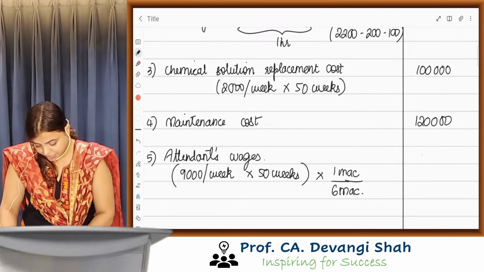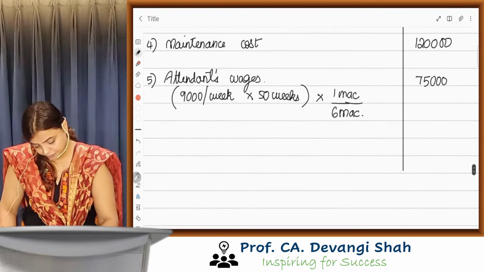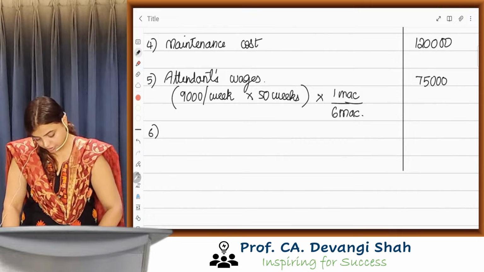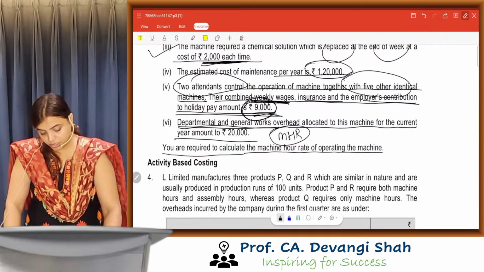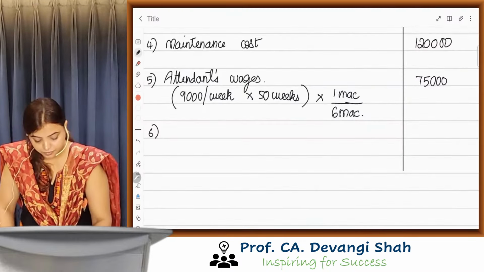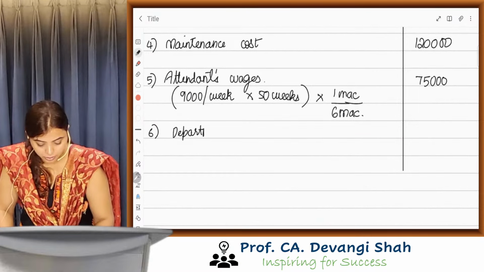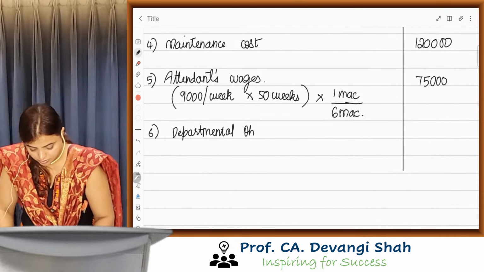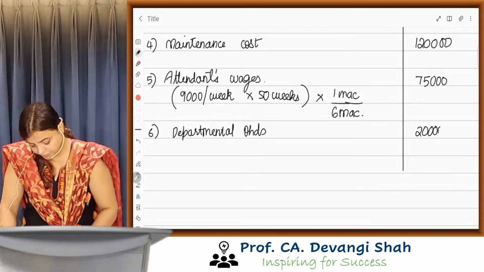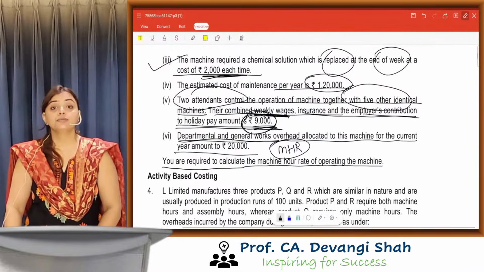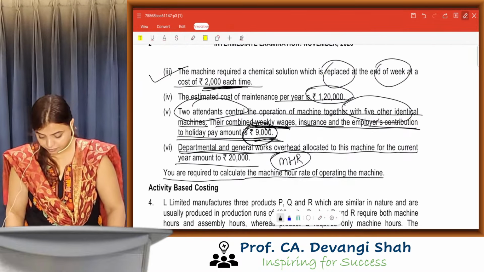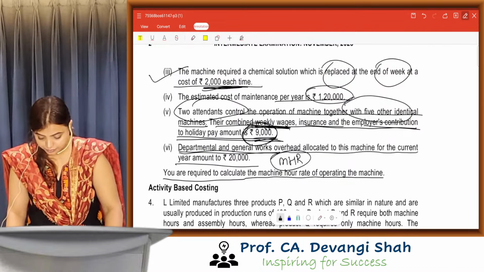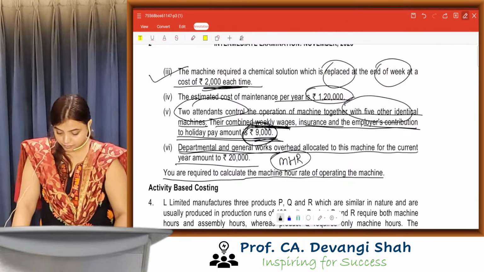You get 75,000 as attendance wages. Next cost, departmental general overheads to this machine is 20,000. So other departmental overheads, we will take this 20,000 for this machine for this year. That's it. Any other cost you think we have missed out? Let me know. There is no other cost. Chalo.